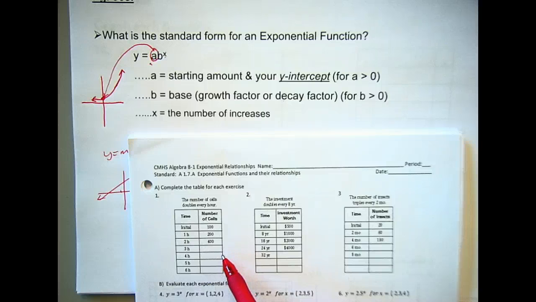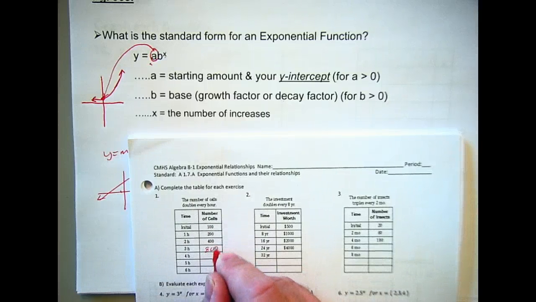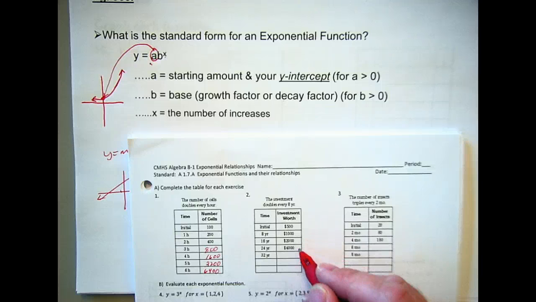Yeah, 2. You're doubling every time, right? You went 800, 1600, 3200, 6400. This is base 2. What were you doing here? Doubling from here to here, doubling again, doubling again.